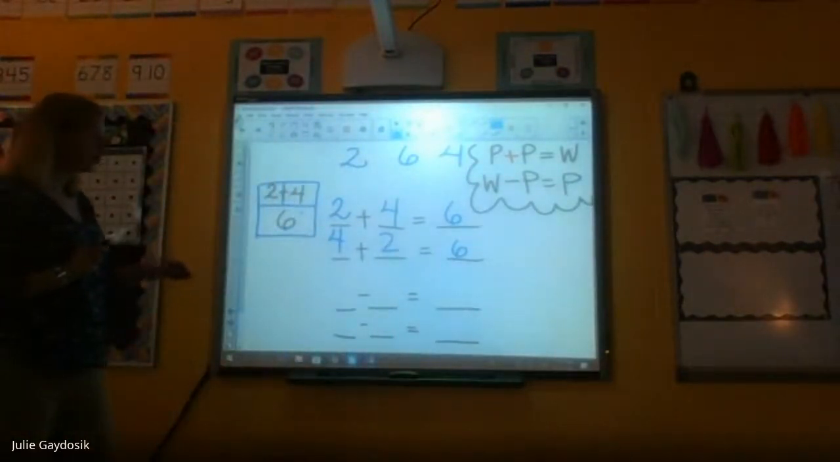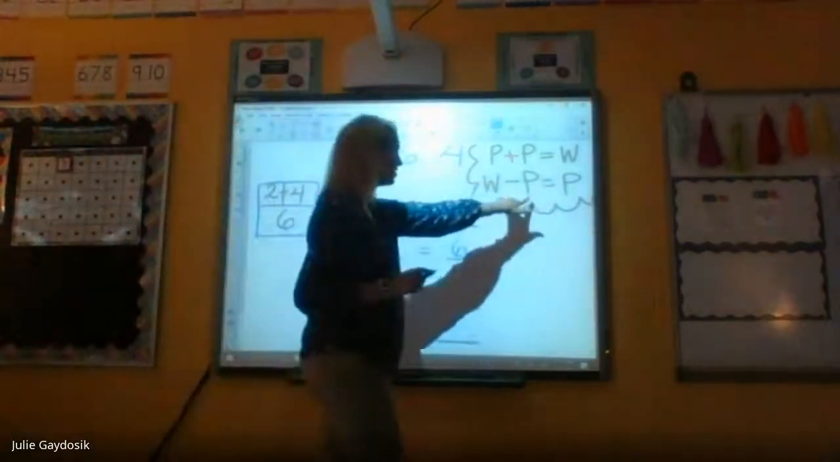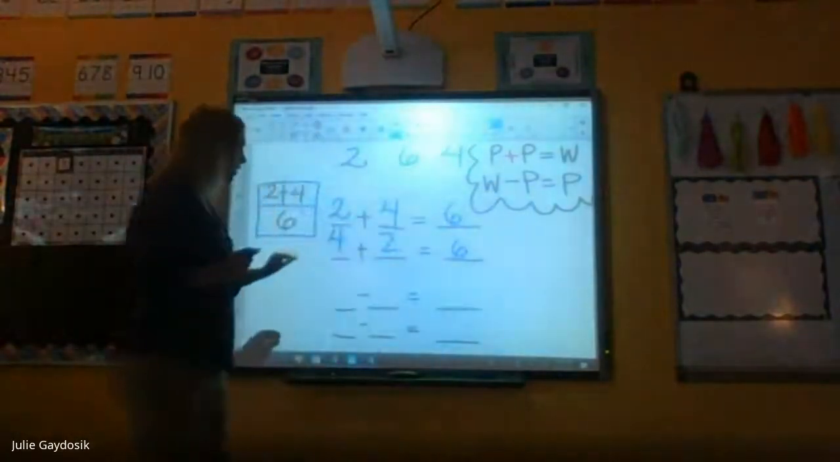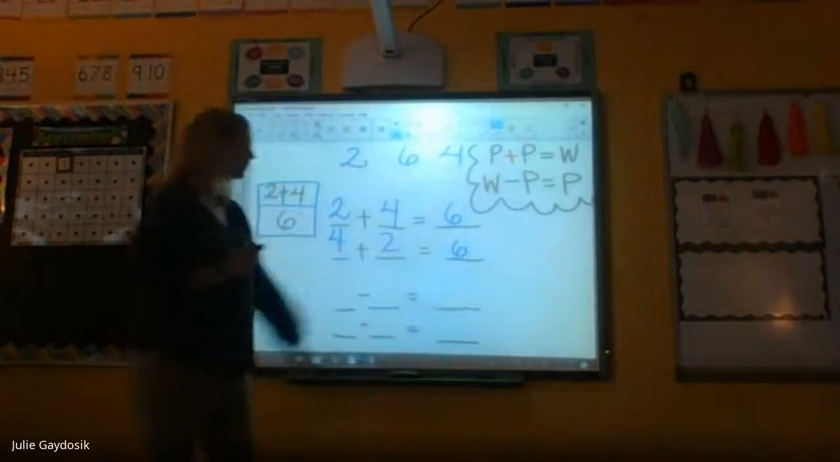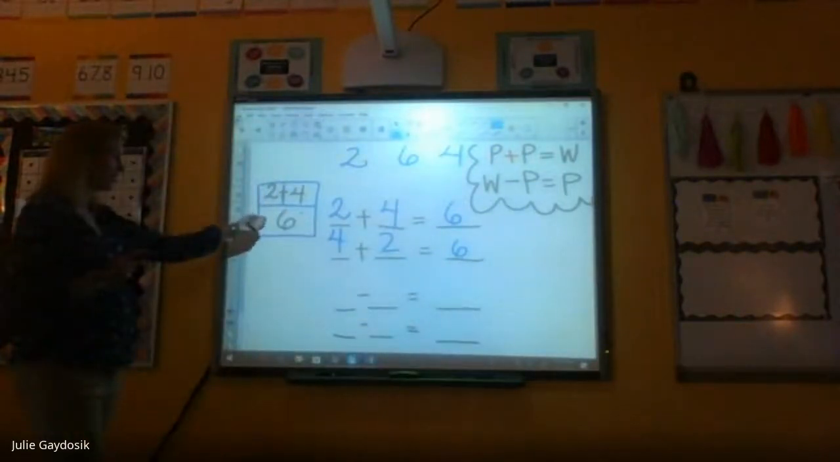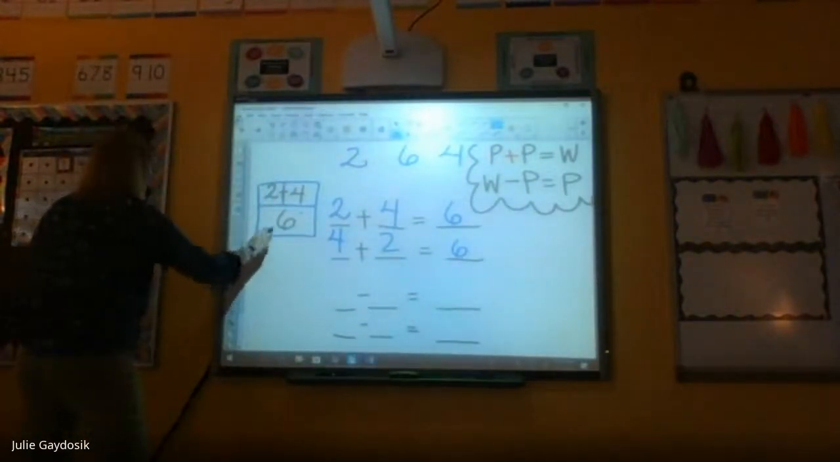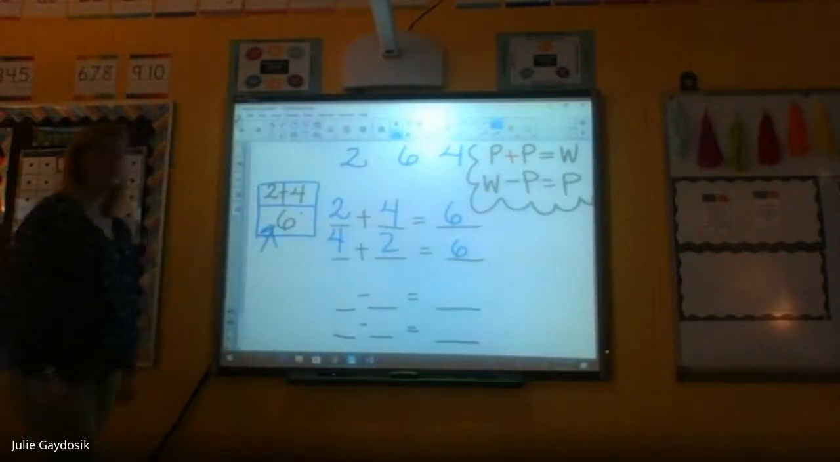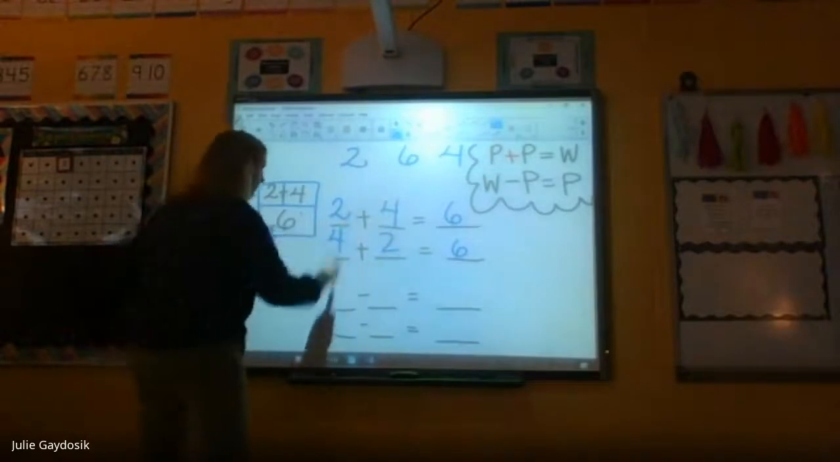Now, looking at our subtraction equation, whole minus part equals part. So where is our whole going to go? Where is the whole going to go in the subtraction equation? That's right. It's going to go in the first spot.